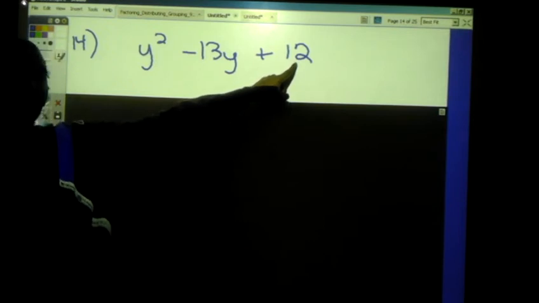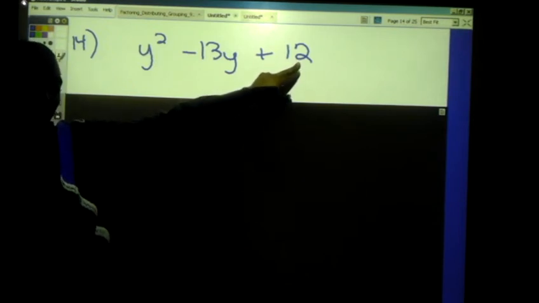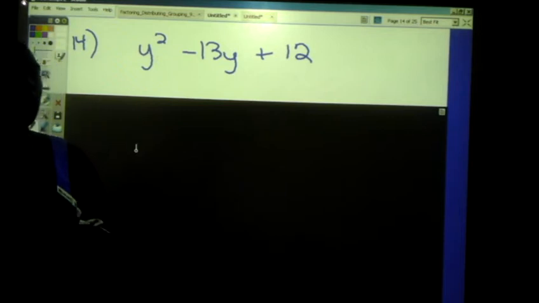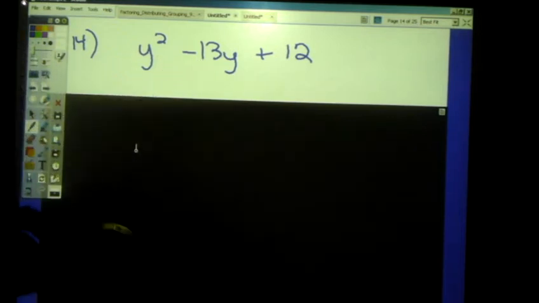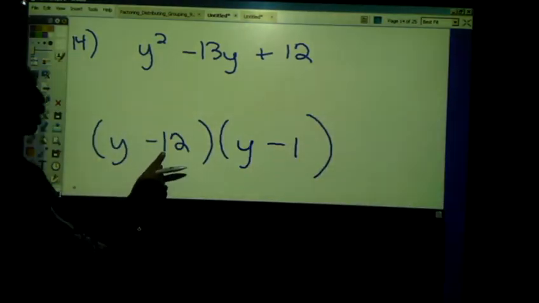Negative 12 times negative 1 equals positive 12. If you owe somebody $12 and you owe somebody $1, you owe 13. So my two numbers that are going to be inside the parentheses are negative 12.